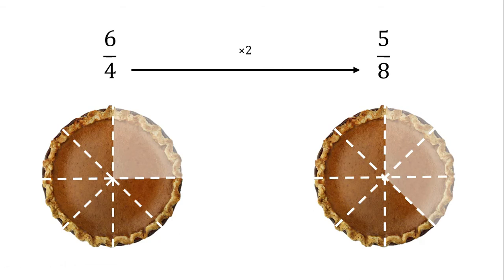But we don't have all equal slices now. We need to keep cutting the pie. There. Now what's our denominator? Our denominator is 2, 4, 6, 8, which is what we wanted all along. Now the fractions have the same denominator, and we can compare them.